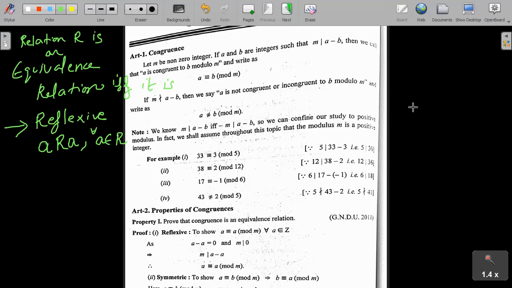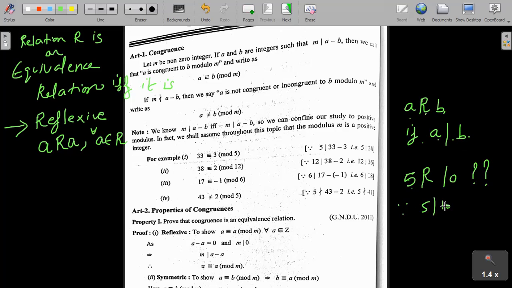So say I give you one relation. A is related to B if A divides B. So first of all, can you tell me, is 5 related to 10? Yes ma'am. You see, A is related to B if A divides B. So yes, 5 divides 10.